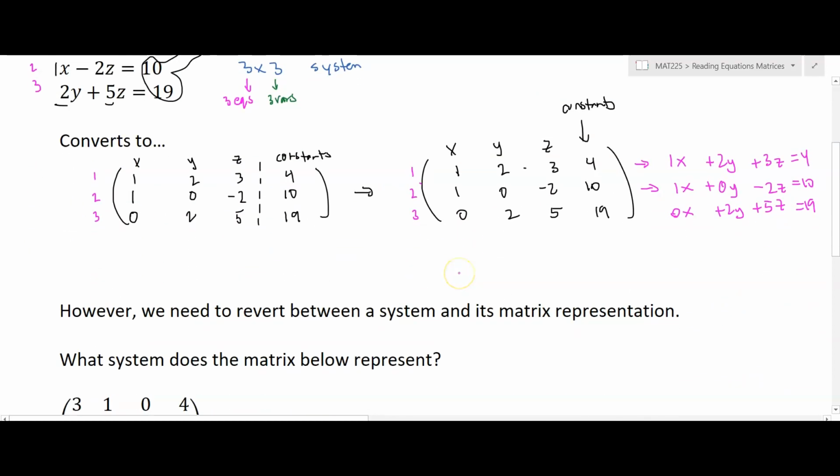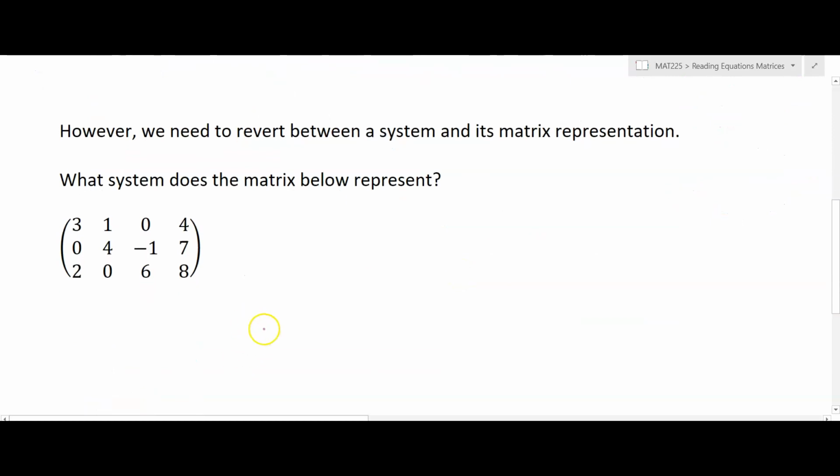So let's go ahead and do that. Here we have a system, and I'm telling you that this is a representation of a system of equations. I haven't named the variables, so at this point you could choose whatever you want to call the variables.